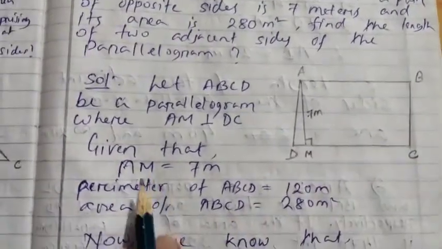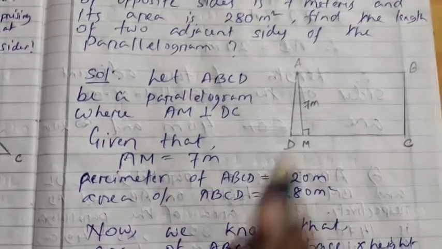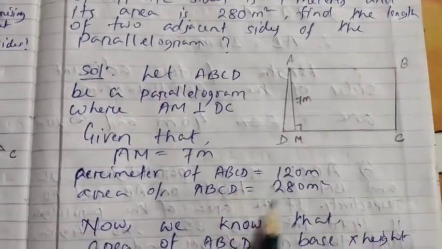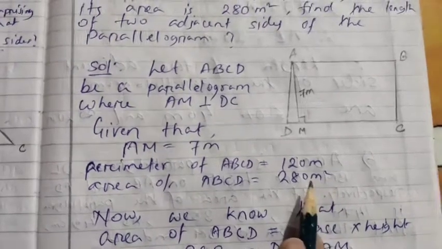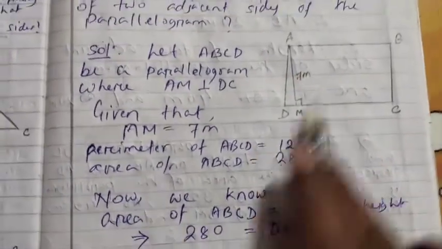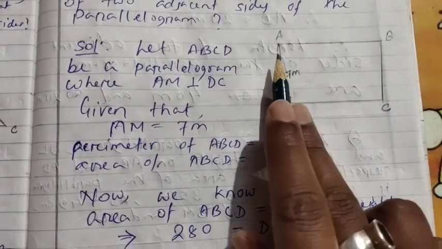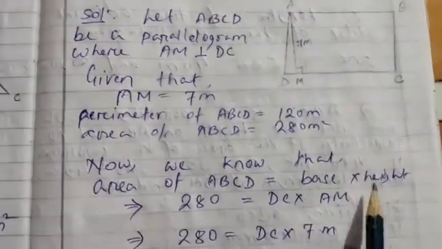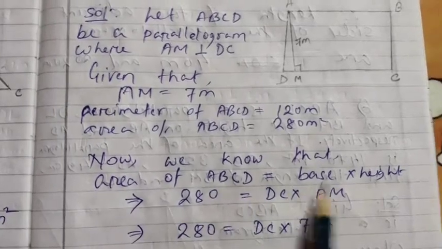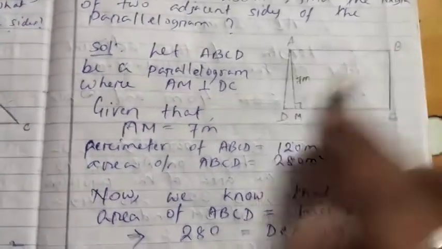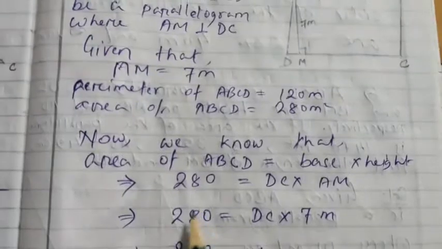Okay, so given that AM equals 7 meters, again it is given that the perimeter of ABCD is 120 meters and the area of ABCD is 280 meters square. Now all of you know that in case of a parallelogram, the area will be base into height. So the area of ABCD is base into height, but the area of ABCD is already given, which is 280 meters square.